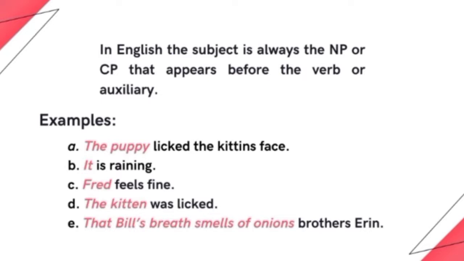And for the last example, we have letter E. Bill's breath smells of onion's brother's urine. The words highlighted here are what we call a noun phrase. Different semantic types of noun phrase appear to be allowed to function as the subject. There is a straightforward structural definition of the subject.